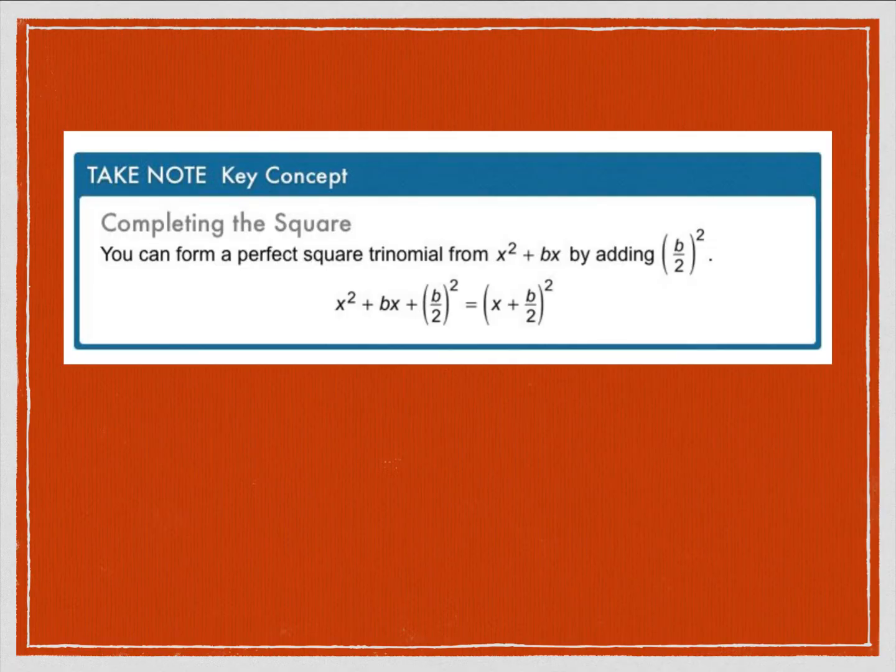So here we're completing the square. You can form a perfect square trinomial by adding this here. It's b over 2 squared. This is going to be the formula that we use. B over 2 squared.